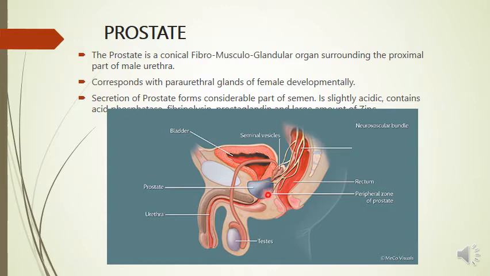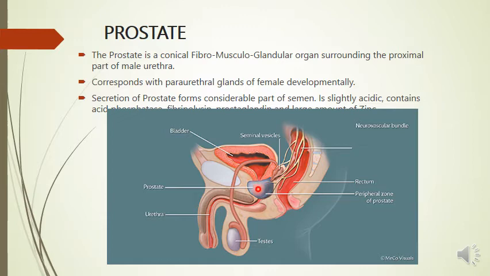Then this prostate corresponds with the paraurethral glands of the female developmentally, and the secretion of the prostate forms a considerable part of the semen, and the semen is slightly acidic, contains acid phosphatase, fibrinolysin, prostaglandin and a large amount of zinc.